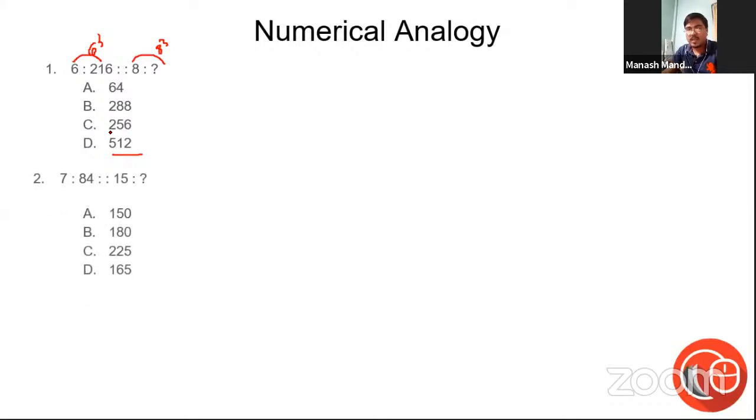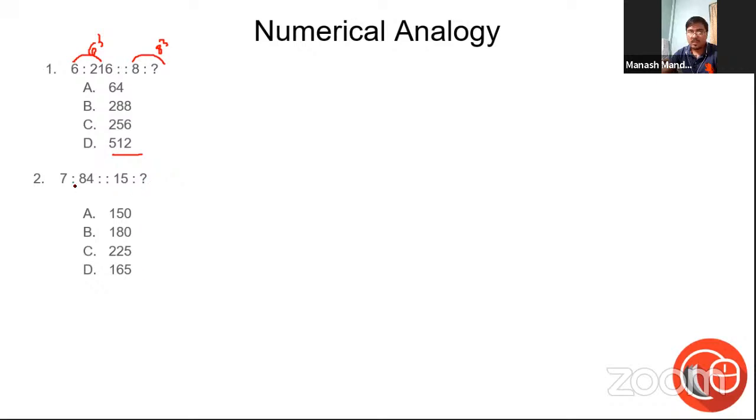Okay. The second one is, if 7 is 84, what is 15? So we have to find out the relationship between 7 and 84, and then we have to find out the relationship between 15 and the answer, right? Let us understand this. See, if you add, 7 plus 77 is 84, so 15 plus 77, that is not in the option, right?